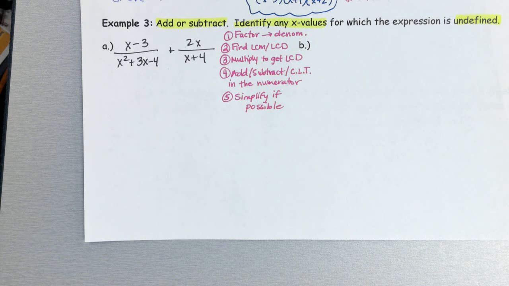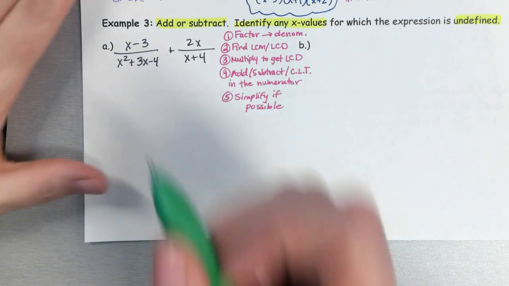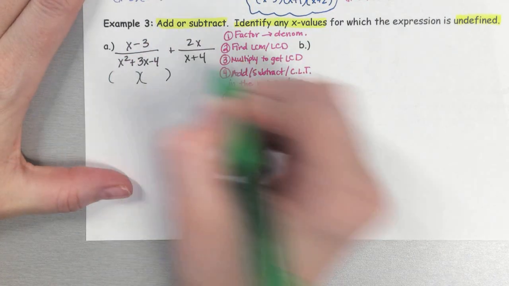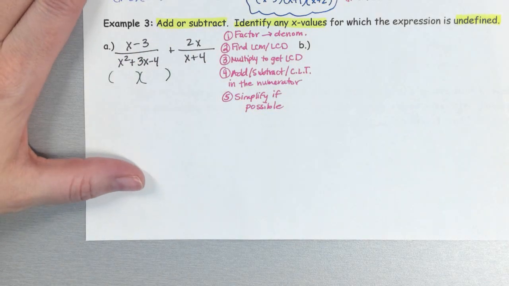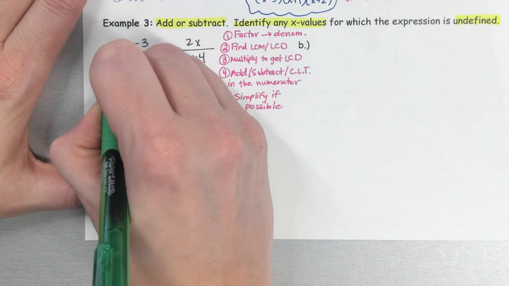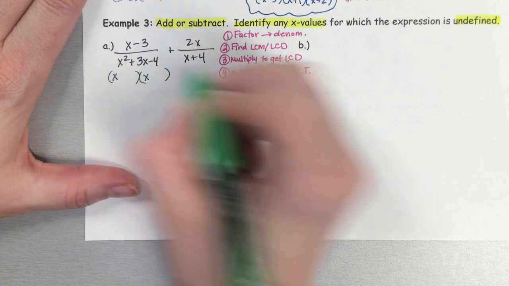Okay, so we're going to go through these steps. So the first thing we're going to do is factor the denominator. So go ahead and factor what you can in the denominator, and then start thinking about that LCM. So you're looking for two values that multiply to -4 but add to +3. What are they?